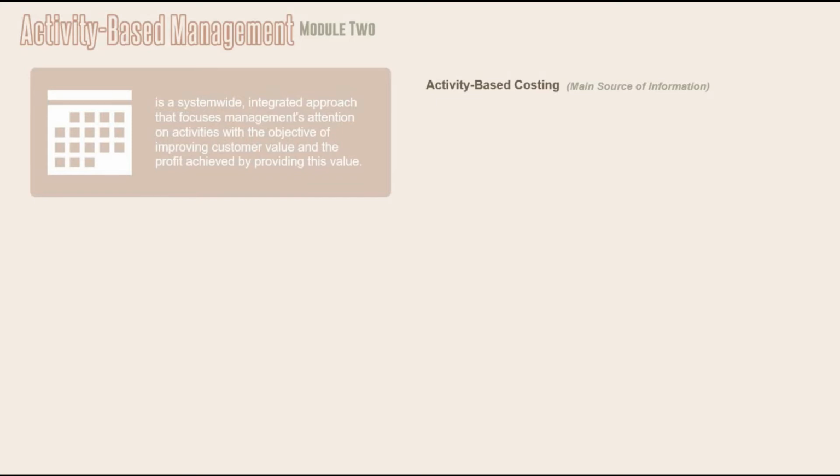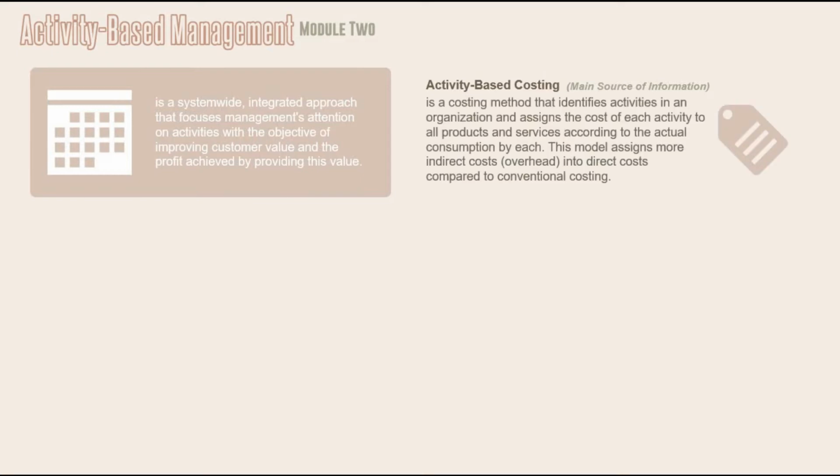For a recap, ABC or activity-based costing is a costing method that identifies activities in an organization and assigns the cost of each activity to all products and services according to the actual consumption by each. This model assigns more indirect costs or overhead into direct costs compared to conventional costing.